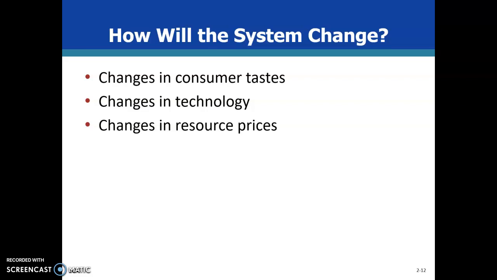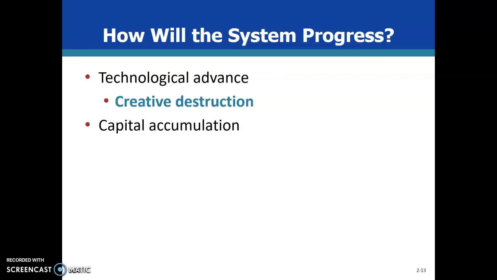So lots of varied answers here, more than even what's on the screen. How will the system progress? Okay, what this really means is how does the system grow? How do we go from one kind of economy to a growth rate of 3%, 6%, 10% in a given year? How do we increase the GDP, which is basically the money that is spent in an economy in a given year?